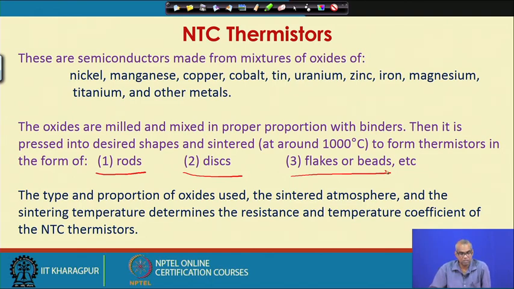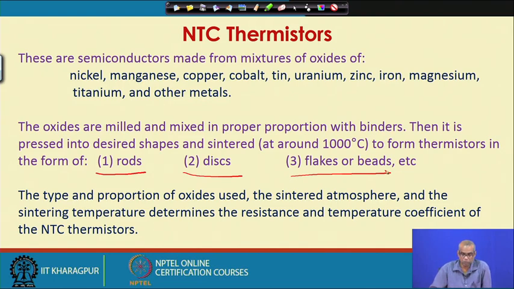So, as you see, the materials it is made from are oxides of nickel, manganese, etc. So, they are all made from inexpensive materials. So, these oxides are milled and mixed in various proportions, and they are also mixed with binders, and then it is pressed to give different shapes. The shapes commonly are rods, discs, flakes or beads, etc.